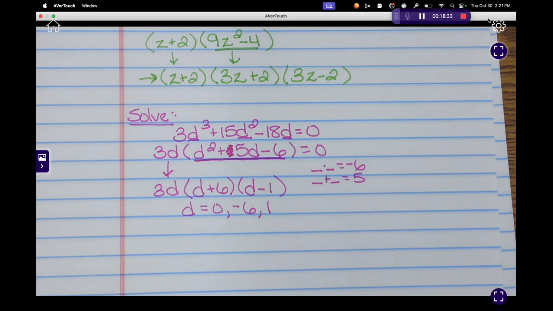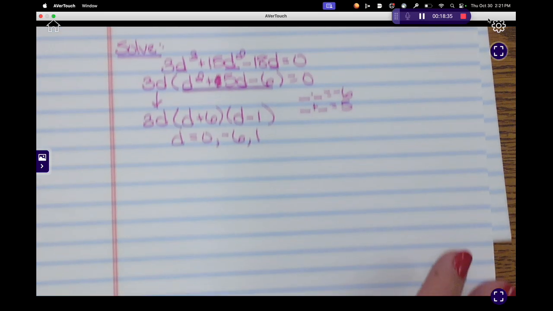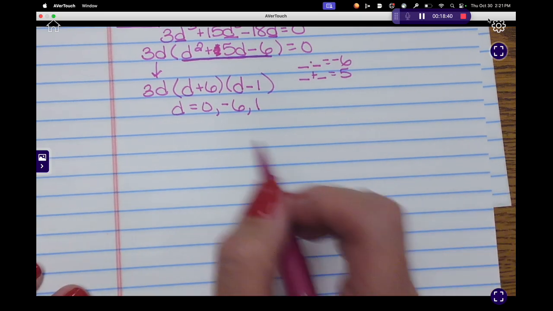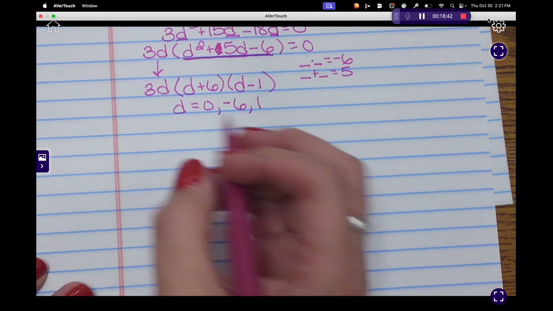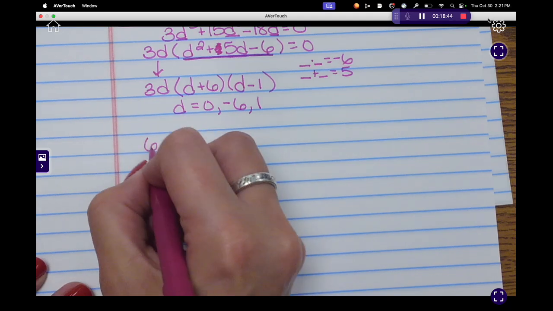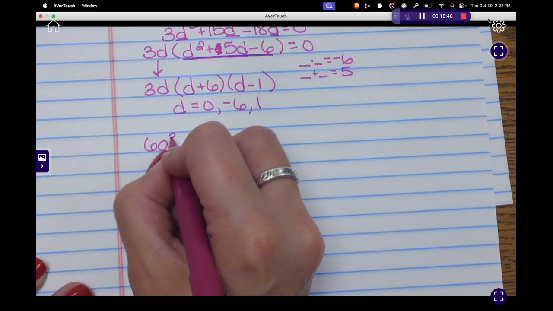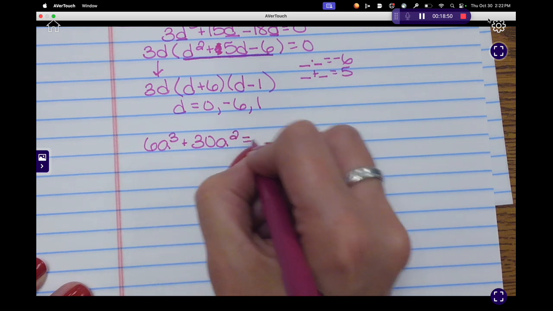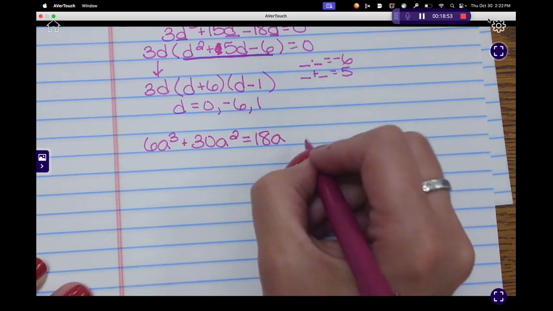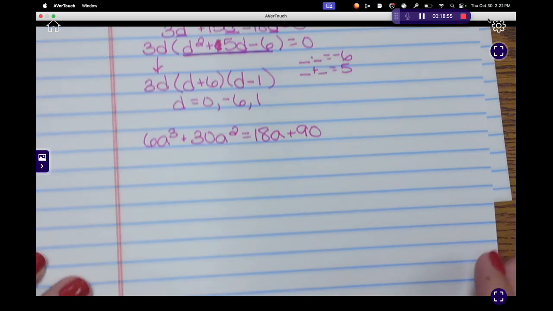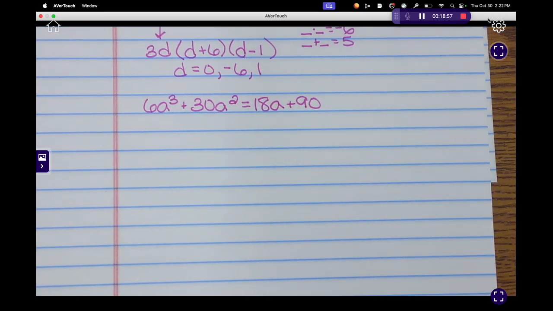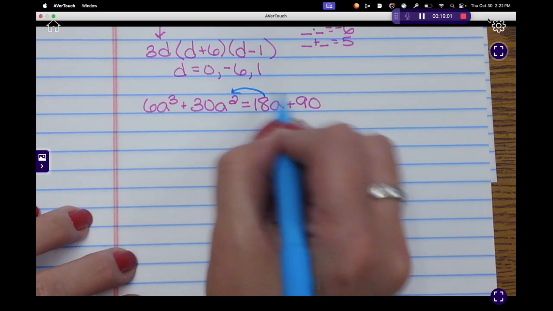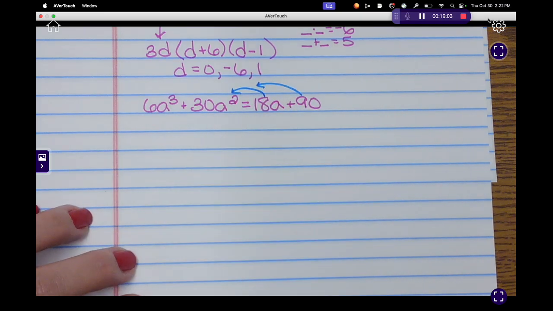Okay, so now looking at the next one, let's do one where it's kind of like the factoring that we just had. Okay, so let's do a grouping one. So if I give you this problem, 6a to the third plus 30a squared equals 18a plus 90. The first thing we're going to notice is, if I'm asking you to start to solve it, I don't have it set equal to 0. So I do want to move both of these to the other side.